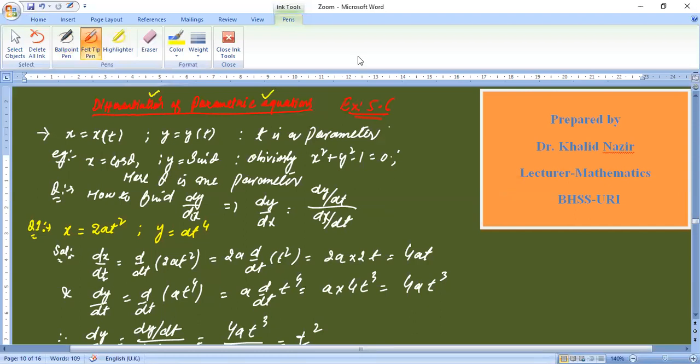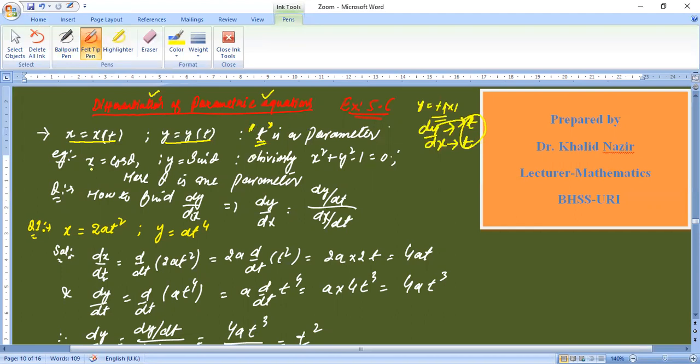Actually, in the previous exercise, we were having functions of this type: y is equal to f of x type, right? Now it was easy to differentiate dy by dx directly, but here in this case, this independent variable x is a function of some other parameter t, and y is the function of the same parameter t. Here x is a function of t and y is a function of t, and t is a parameter, right?